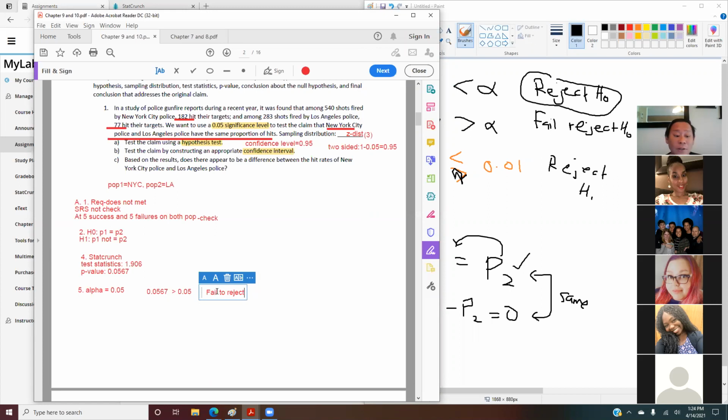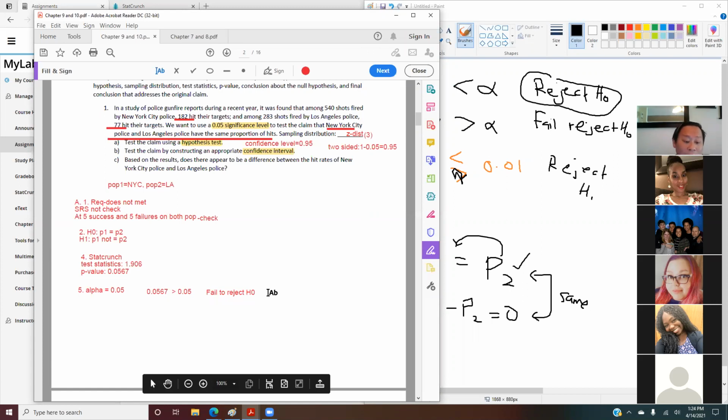Please pay attention here, because you can fail to reject H1. So please don't write this in your test. You will get half a point off. Make sure you put fail to reject the null hypothesis H0.